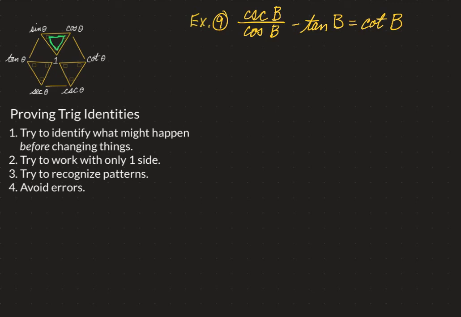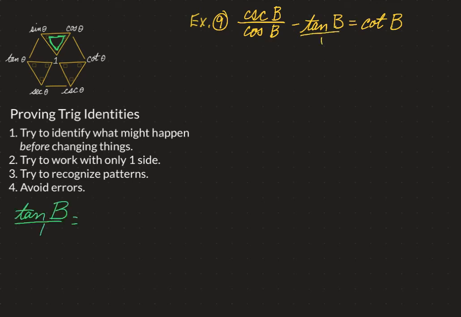Well, I have a fraction there. I suppose I could add tangent of b to both sides, but then I would be changing both sides. Let's see if we can only work with one side. And I would really like to simplify this mess. So I have a fraction. I can add things to fractions if I can find a common denominator.